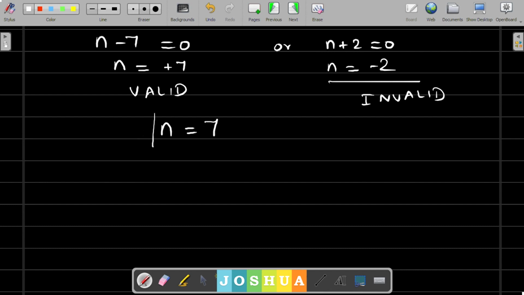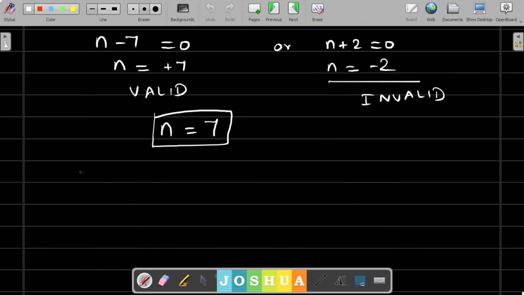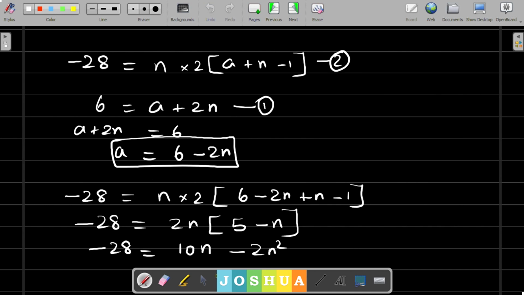So what else do we have to find in this question? Okay, we got the n value. Now they're asking for a value also. They have given d, and the d value is 2, n is 7, and an is 4. So write all the values here: an equal to 4, and d is equal to, what is the value of d in the question? 2.